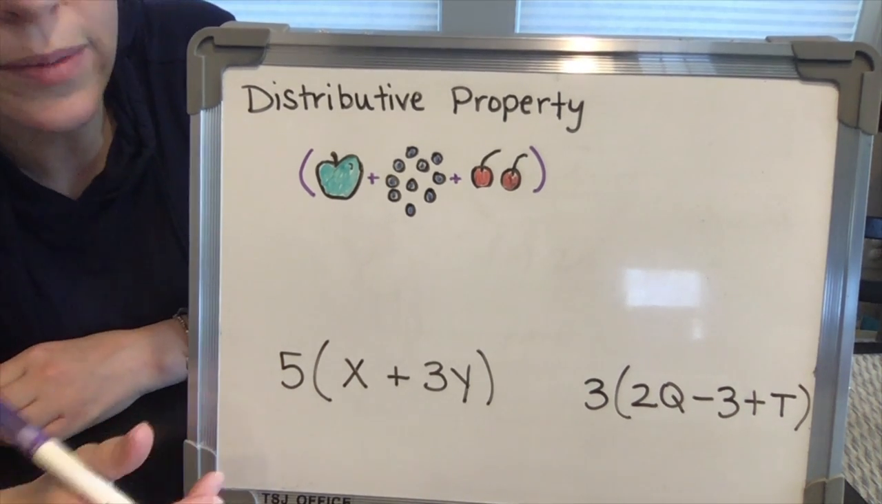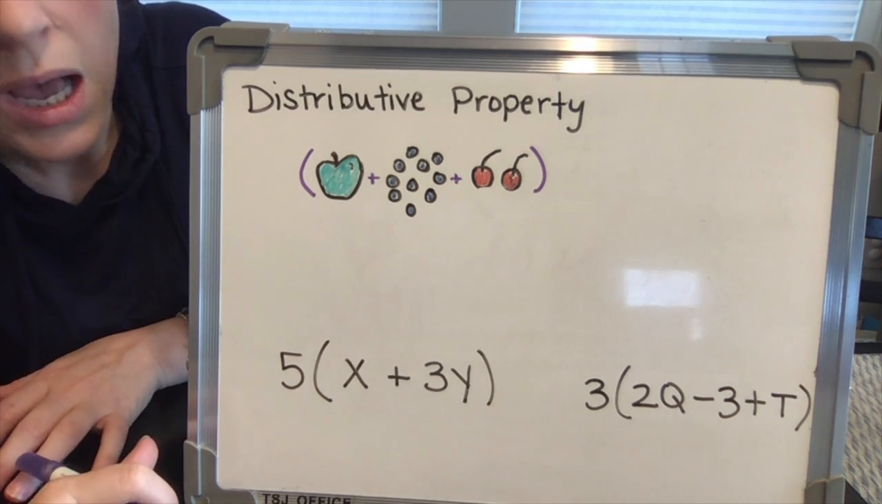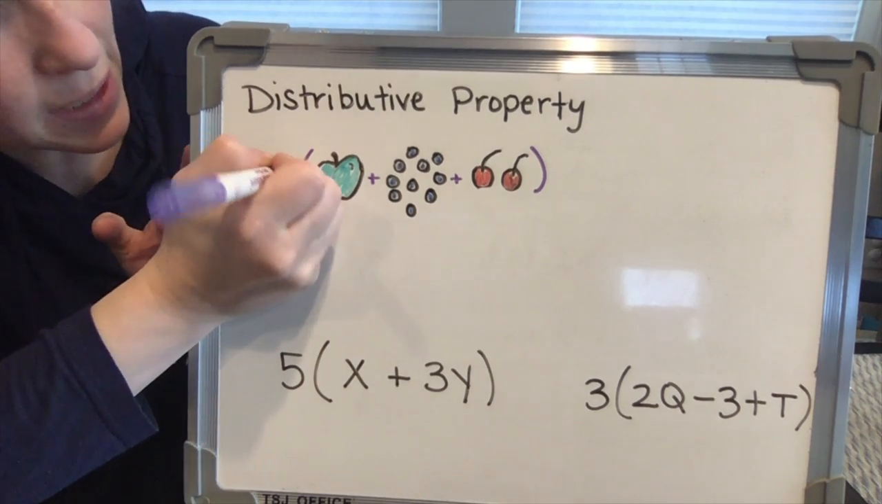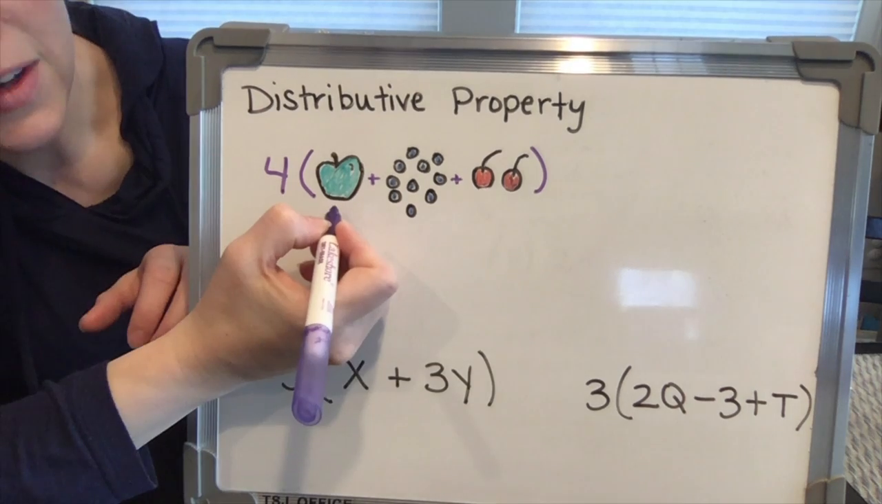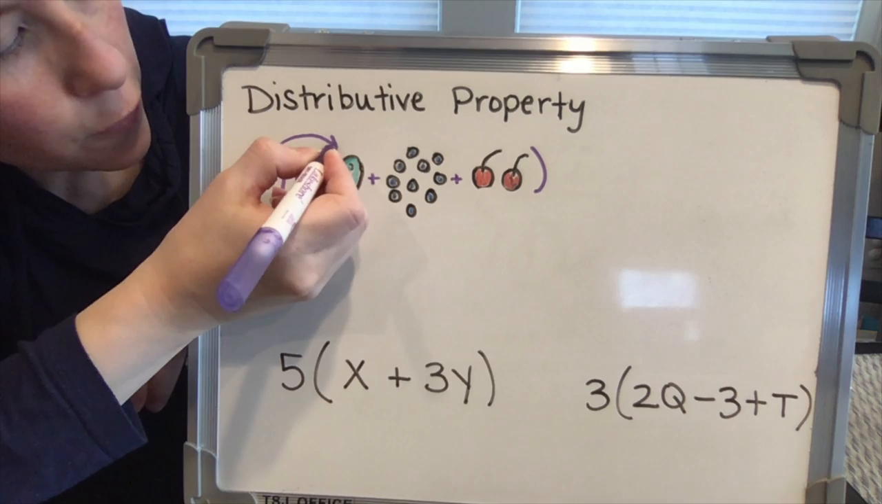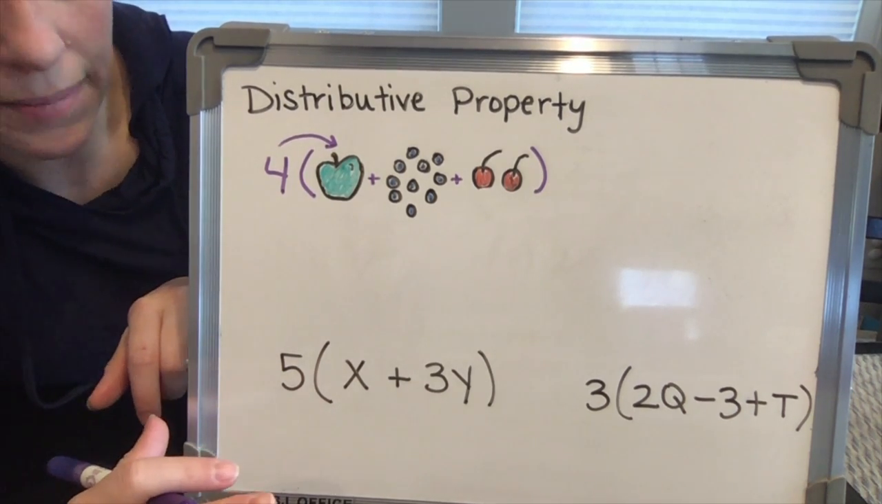Now to do the distributive property to this, I need to figure out how many times I need to make this recipe. And so I'm just going to quadruple this recipe. That means I'm going to need 4 times as many ingredients. Now, there's 1 apple, and so I'm going to do 4 times 1 apple, which means I'm going to have 4 apples, and I'll show this mathematically in a second.